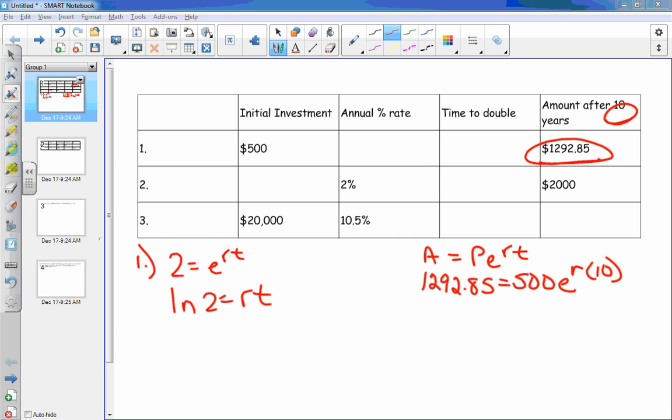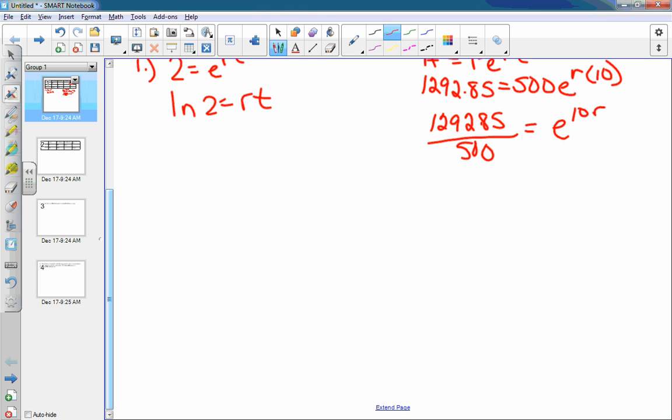So with that said, all we're going to do then is divide by 500. So I have 1292.85 divided by 500. So with that said, this is going to give me e to the 10r. Now what do I do there? Take the natural log of that.